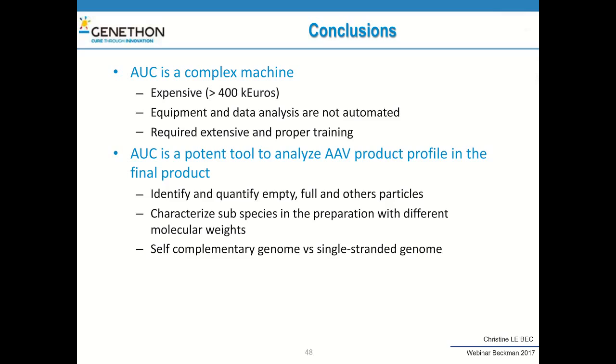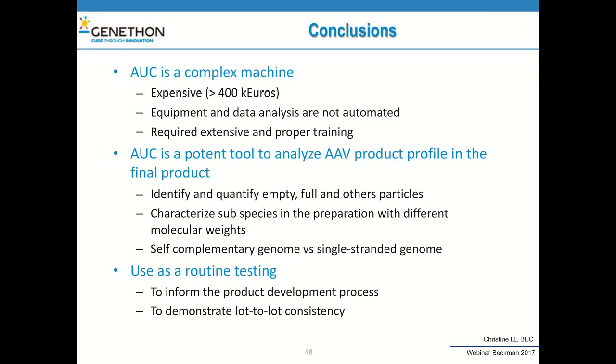But the AUC is a potent tool to analyze the AAV product profile in the final product. You can make an identification and a quantification of full, empty, and other particles. You can make the characterization of subspecies in the preparation with different molecular weight. You can also compare the self-complementary genome to the single-strand genome. And you can use this as a routine testing to inform the product development process and to demonstrate the lot-to-lot consistency.